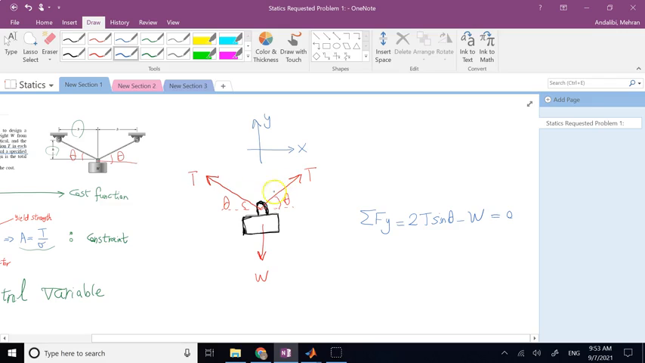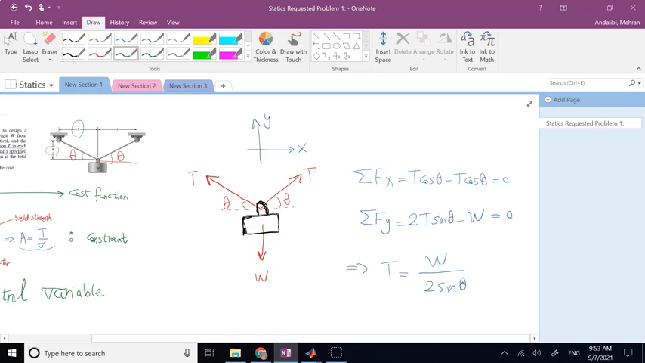Sum of the force in the x is clearly 0 because one of them is positive t cosine theta, the other one is negative t cosine theta. So there is already equilibrium along x-axis, no worries. The only thing is here t, as you can see, is determined from w and theta. T is going to be w over 2 times sine theta.